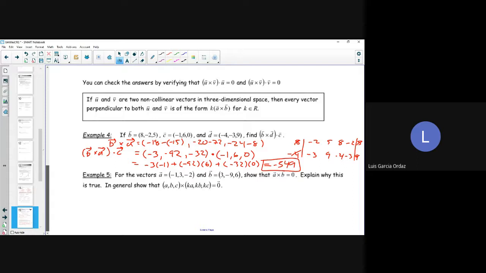And then our last example, for the vectors a, which is -1, 3, and -2, and vector b, which is 3, -9, and 6.